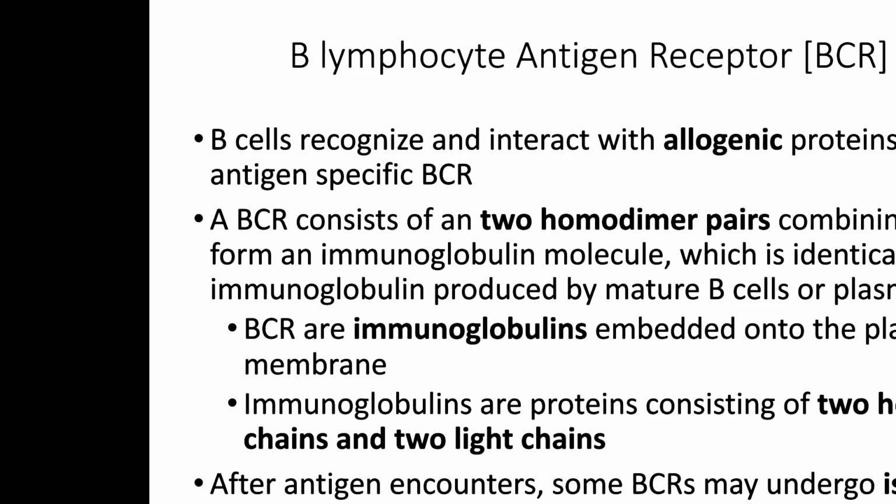B cells will recognize and interact with allogenic proteins using a specific B cell receptor. The B cell receptor is made up of a homodimer pair. Basically, they just combine two immunoglobulins together, so the BCR will be made up of two heavy chains and two light chains. After they encounter an antigen, you might see the BCRs undergoing isotype switching, which is replacing the constant region found within the heavy chain. That will help it develop a different immunoglobulin.